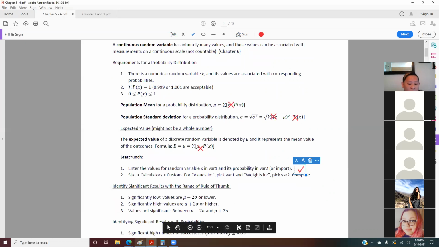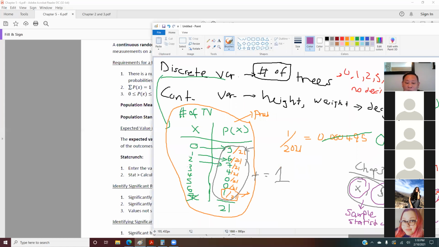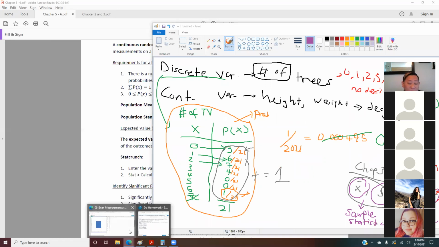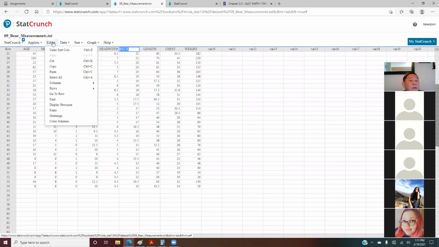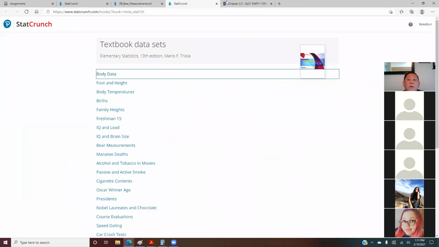So let's say you are doing this 0, 1, 2, 3, 4, 5, 6, and this is your probability. So how do you do this in your R, I need a new one. Let me open up a new one.